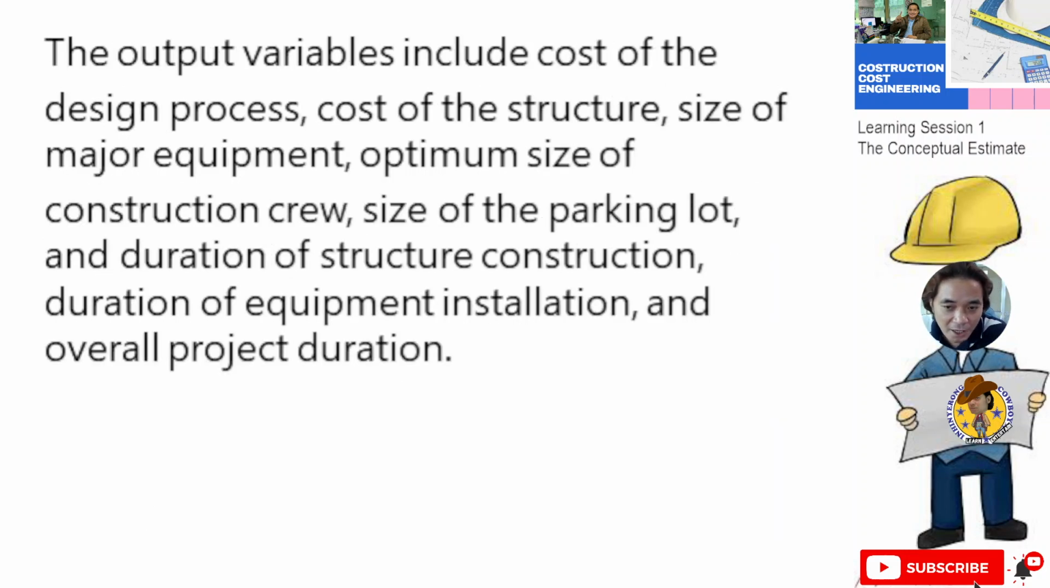The output variables include the cost of the design process, cost of the structure, size of the major equipment, the optimum size of the construction crew, and the size of the parking lot. We have the duration of the structure construction, then the duration of equipment installation, and the overall project duration. I think we already discussed brief information about parametric estimating, although the detailed discussion will be covered in LS2.